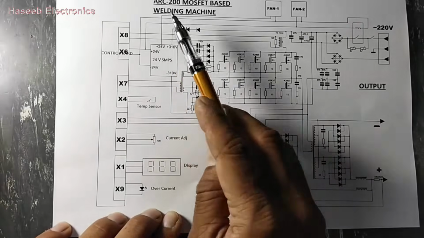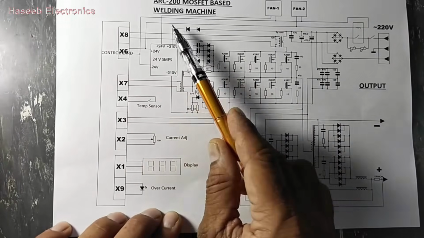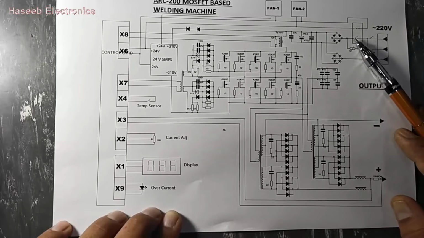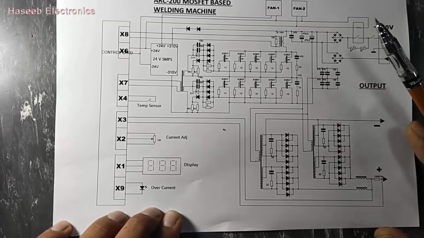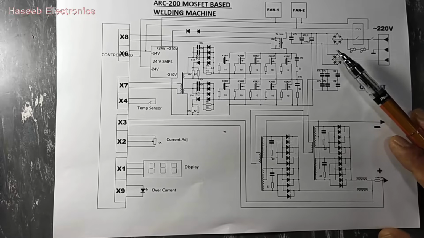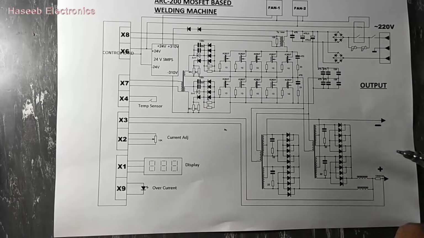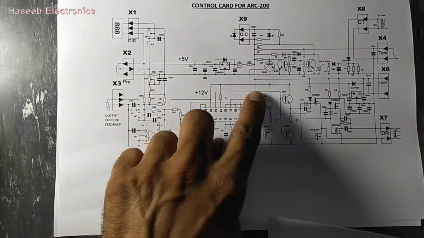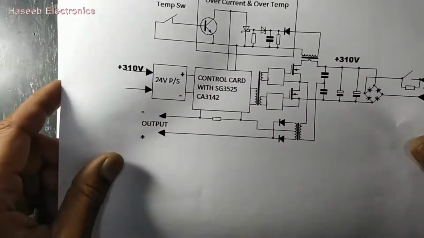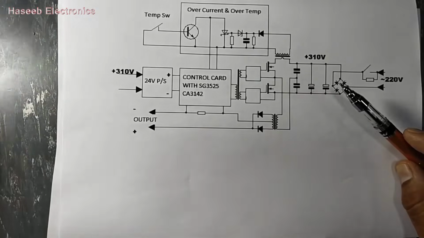In this video we are going to discuss the ARC-200 MOSFET based welding machine circuit diagram. I will explain the circuit diagram, its block diagram, control circuit and the different routine faults and their solution. To understand the function of this control card and the diagram of the machine, we will see the block diagram.